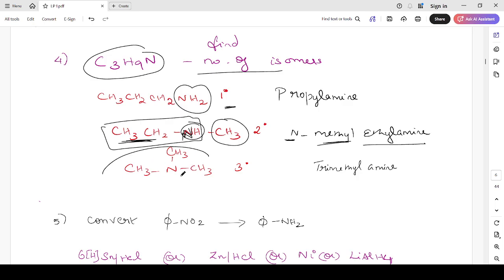Whichever pathway I take, I can take only one. So I'm taking it like this. To this N, two methyl groups are added. So I'll say N,N-dimethylmethylamine.